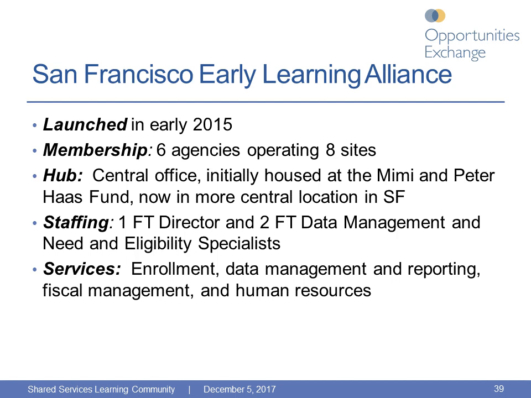And the staffing at this point, although it was not like this initially, is a full-time Alliance director and 2 full-time specialists, one in data management and one in need and eligibility. They are providing enrollment, data management, and reporting, which in California is a particularly difficult and involved job, fiscal management, and human resources.